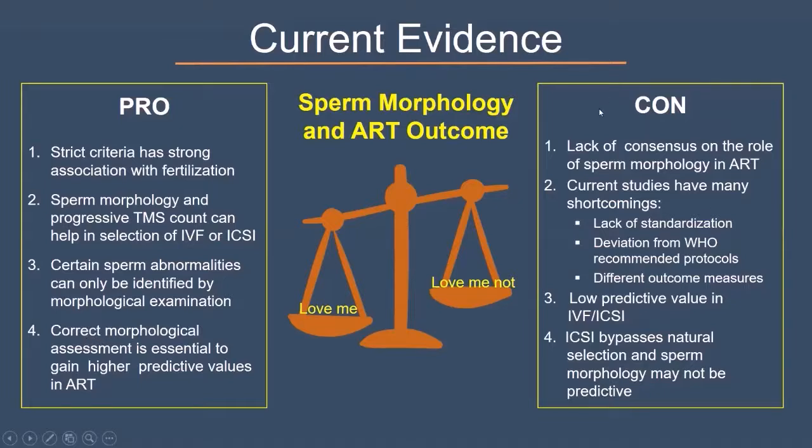On the other hand, on the con side, studies clearly show a lack of consensus, and current studies have many shortcomings. There's low predictive value for IVF and ICSI, and this is because ICSI bypasses all natural selection barriers.